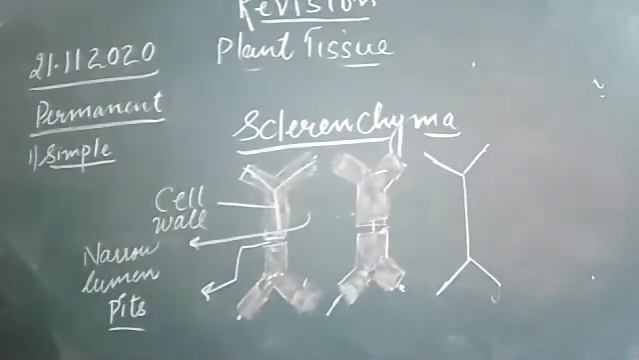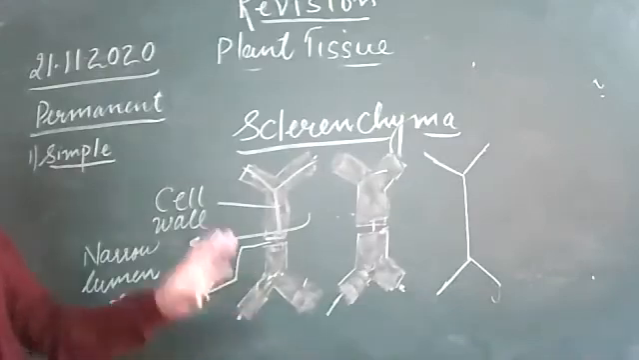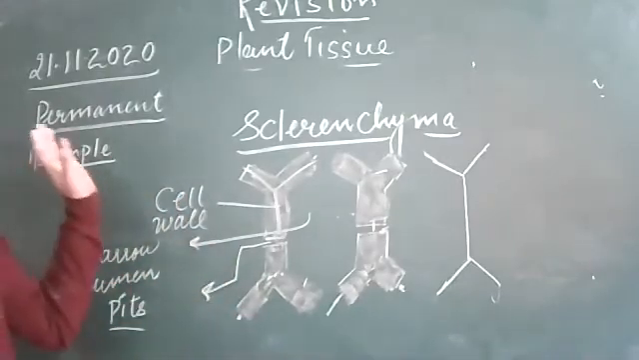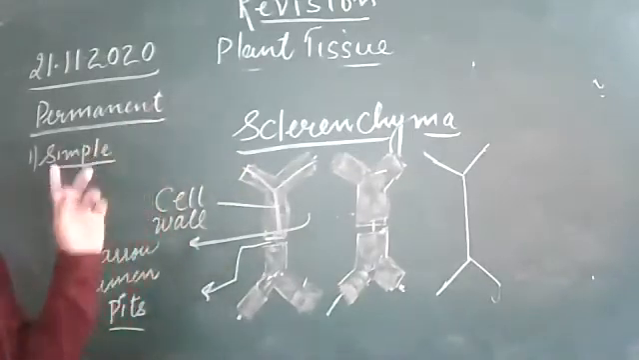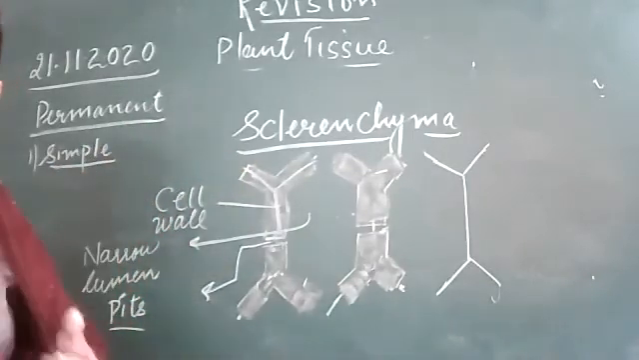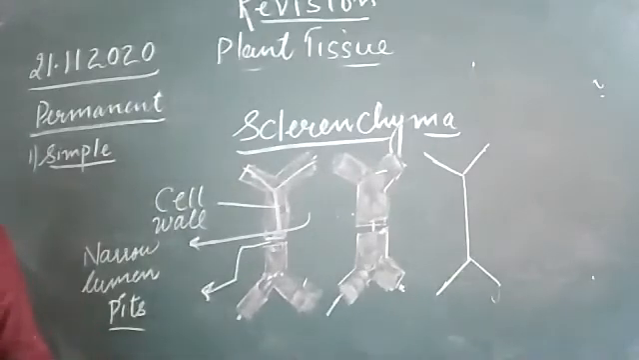Now, our permanent tissue, that is simple permanent tissue, finishes here. In the next class, we will do the complex permanent tissue, and then afterward we will revise the questions regarding this chapter. And I want full participation of all the students in that. So today you are through.